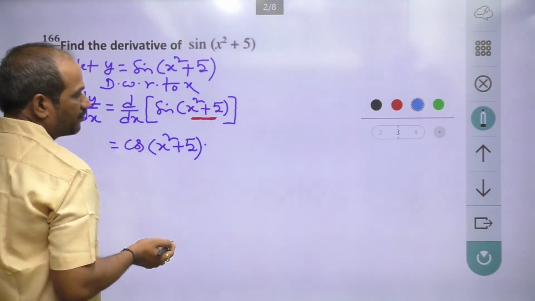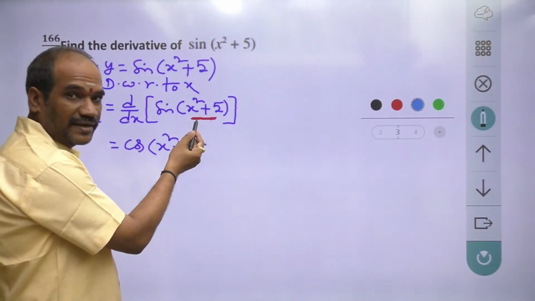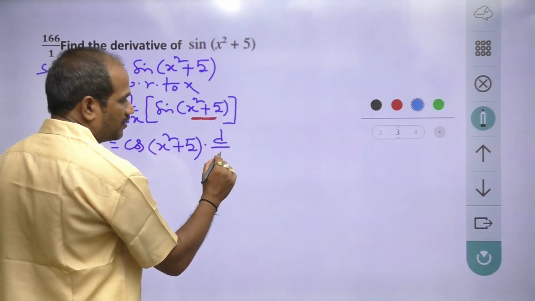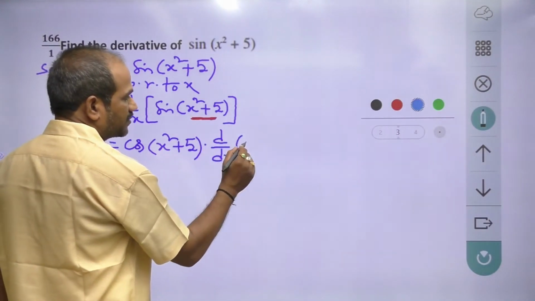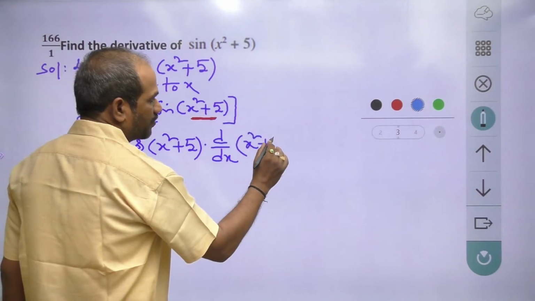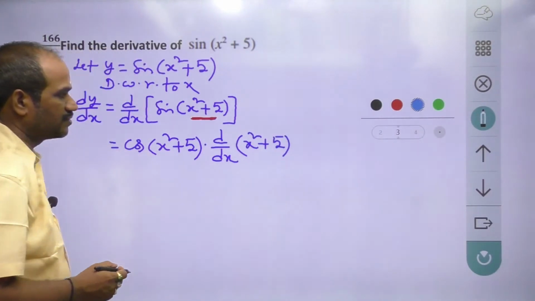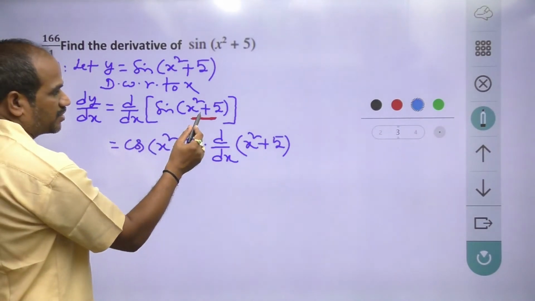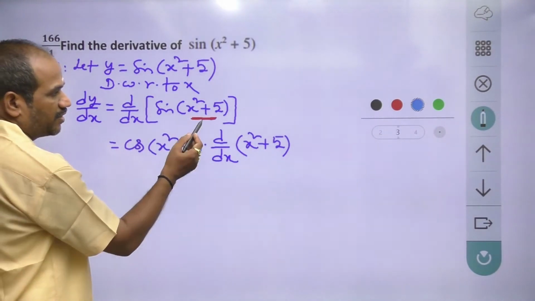Into another function. So differentiate this function: d by dx of this function, which is x square plus 5. One more time, d by dx of sin x is cos x, into d by dx of this function.